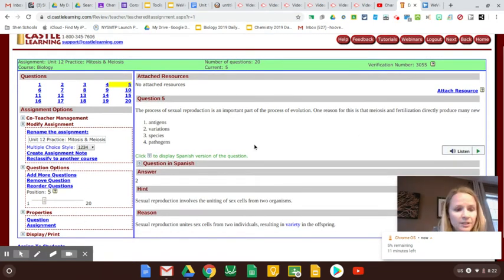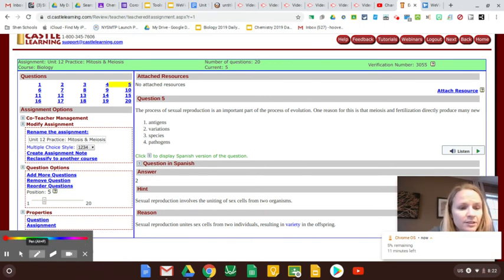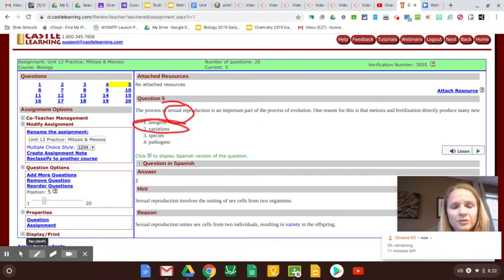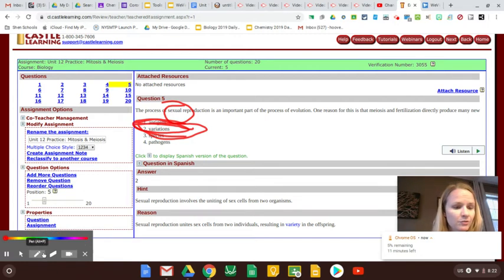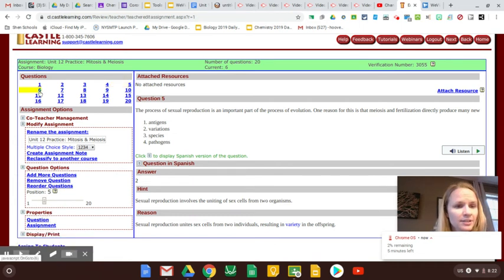Sexual reproduction is an important part of evolution. One reason, again, is that you're going to get those variations. Remember, two people getting together and having sex, that's two different gene pools. You're going to get that nice variation. You're going to see that question over and over, they seem to ask it every year. All right, question six.